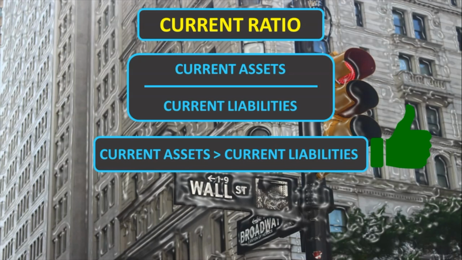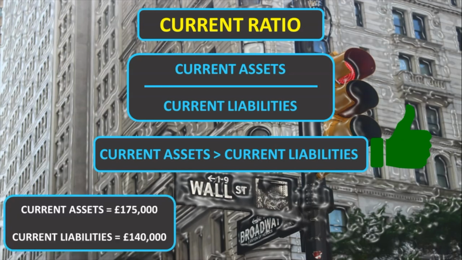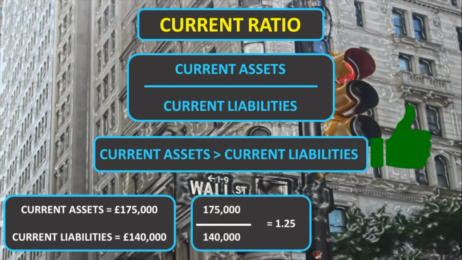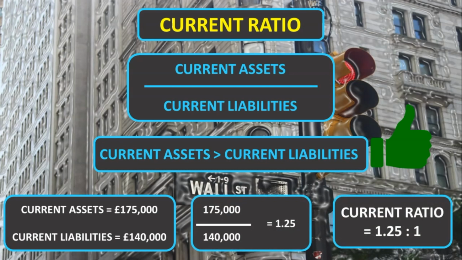Using the information from the previous balance sheet, let's put some numbers to this formula. The business has current assets of £175,000 and current liabilities of £140,000. When you divide these following the current ratio formula, you get an answer of 1.25 to 1.